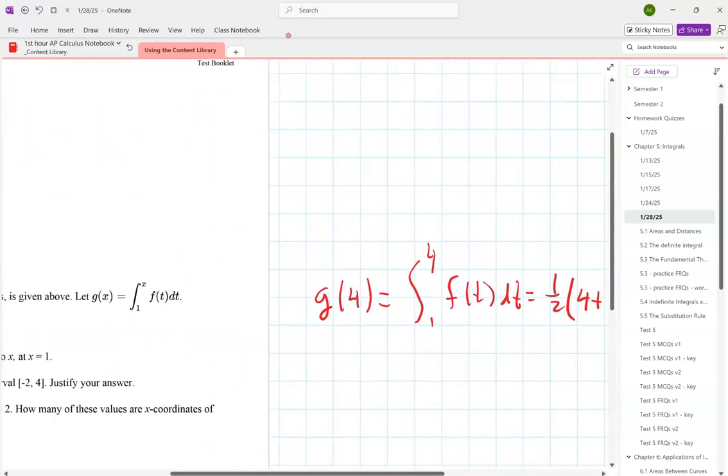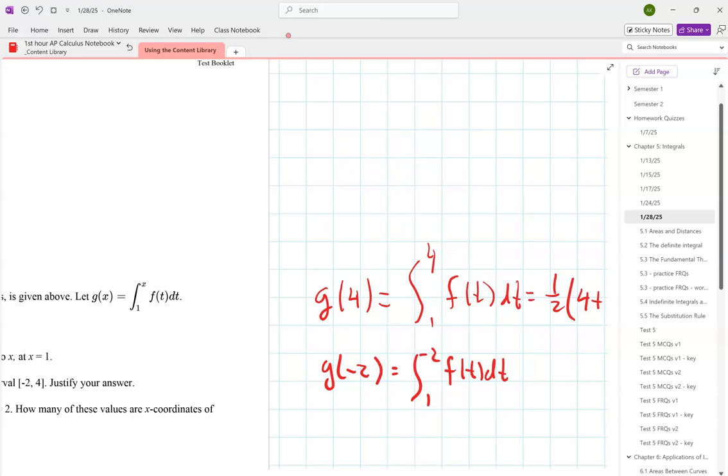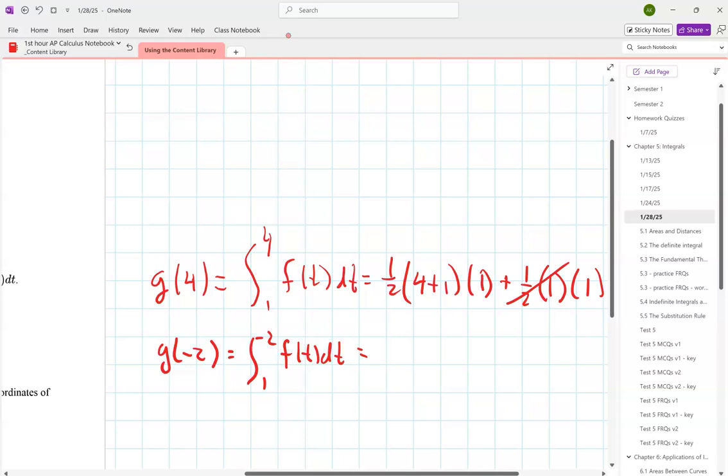And then we have g of negative 2. So that's the integral from 1 to negative 2 of f of t dt. So the first thing I'm going to do is I notice that the bounds of my integral go from big to small rather than from small to big. So I'm going to flip those. Yes? So there's a negative on top.